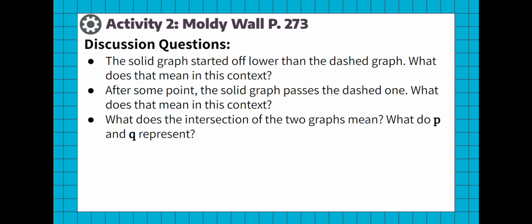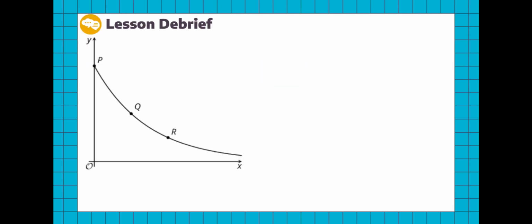The next question says, what does the intersection of the two graphs mean? What do P and Q represent? The two mold populations are the same at the time P, with the population covering an area of Q square inches. Okay, so just to sum up that activity.